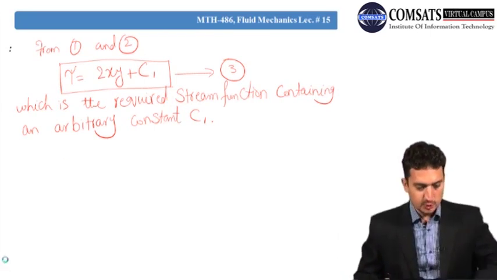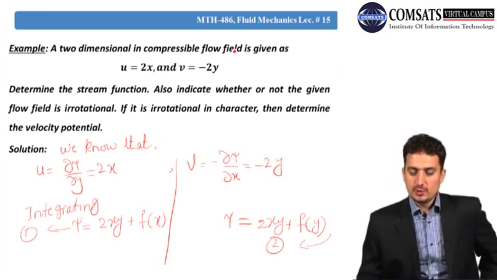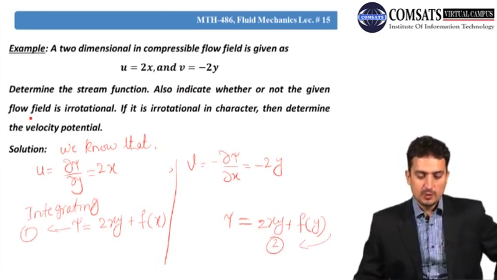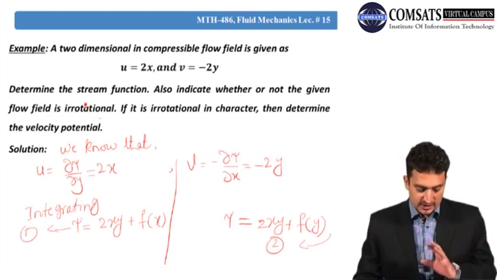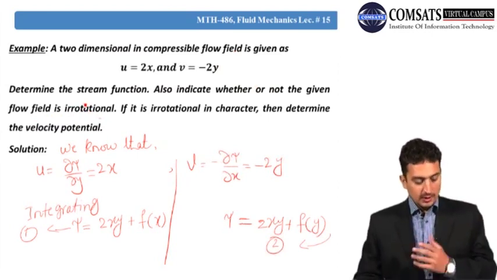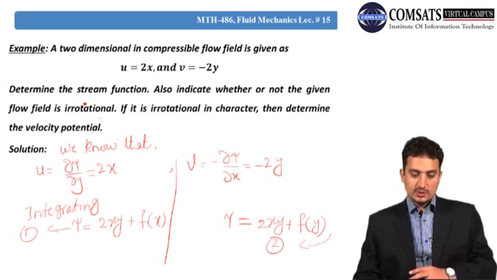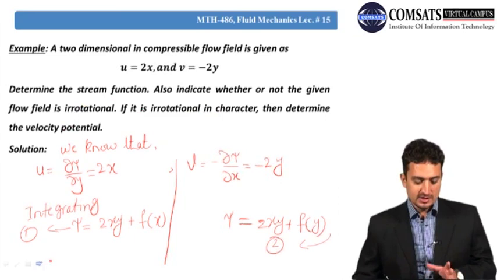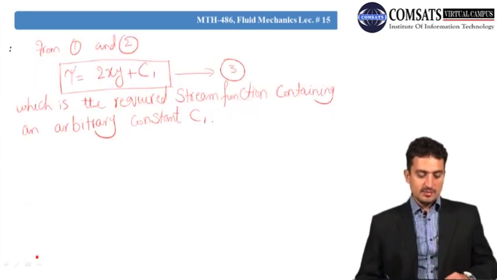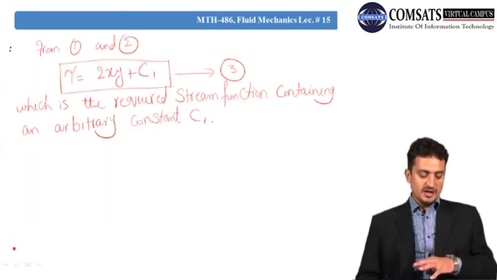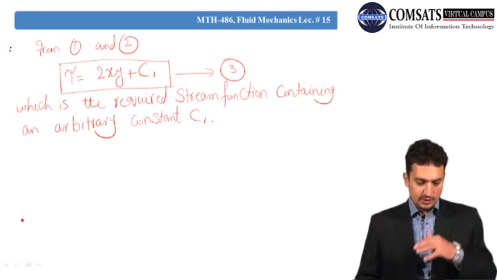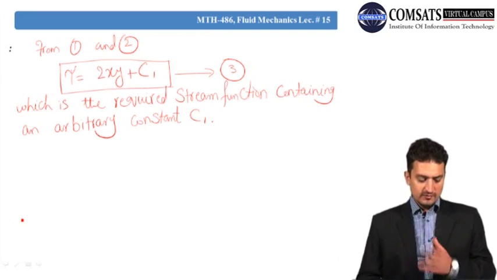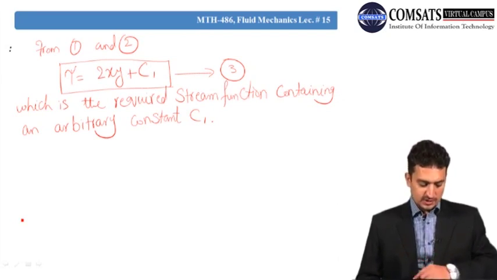अच्छा, दूसरी चीज what we have to do in this example, also indicate whether or not the given flow field is irrotational. We have to find whether the given flow field is irrotational or not. Well, if it is irrotational in character, then determine the velocity potential. Okay, that's the next step. But सबसे पहले ये find out करना है कि given flow field irrotational है कि नहीं, और अगर irrotational है then we have to go for the velocity potential here.